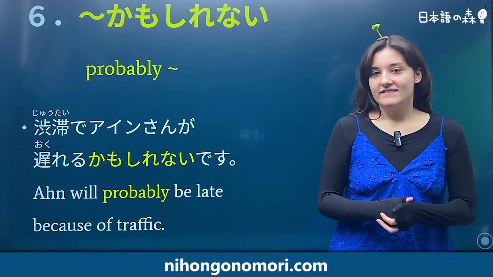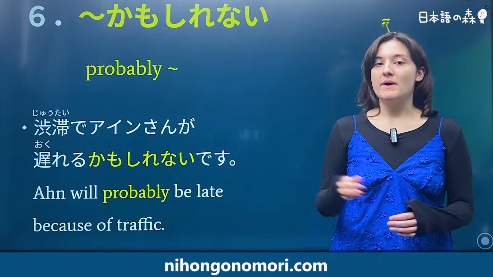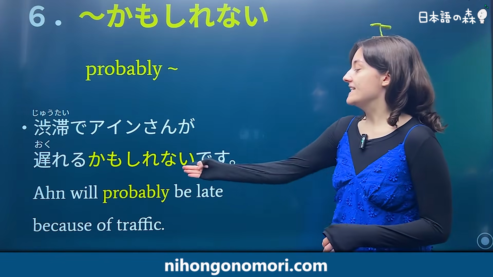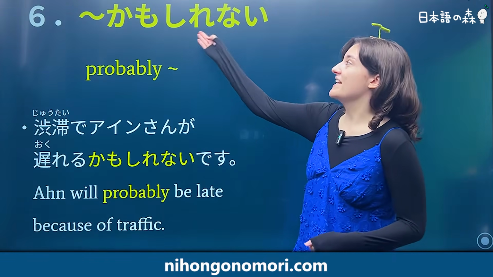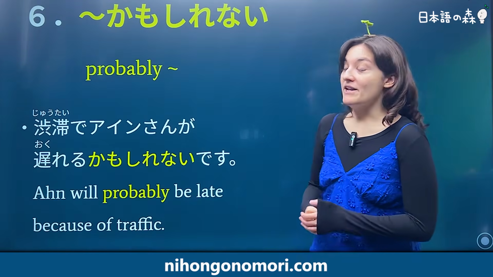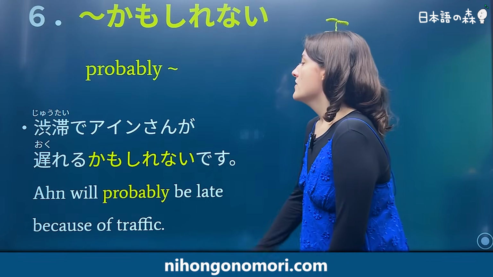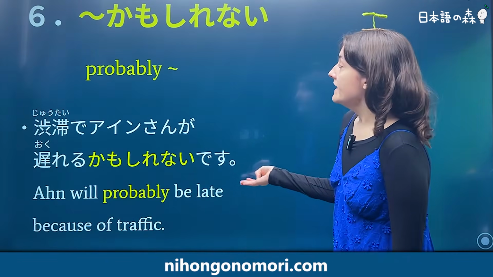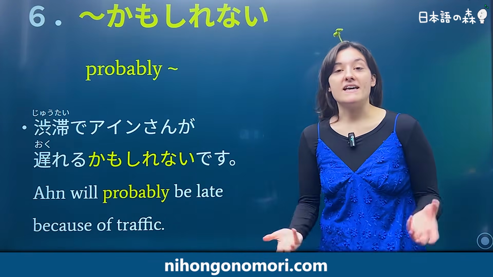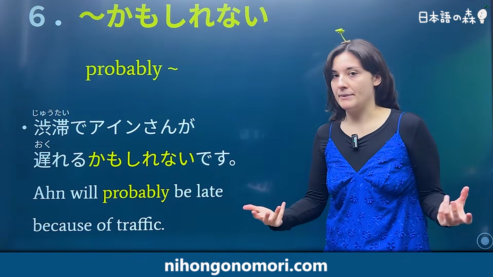かもしれない. So this is probably. You may also see it as かもしれないです or かもしれません. Or in very casual speech, you might just hear かも. So this means probably, and it's like you're making a guess. You're saying, oh, this is probably what's happening.